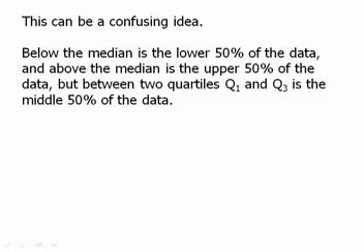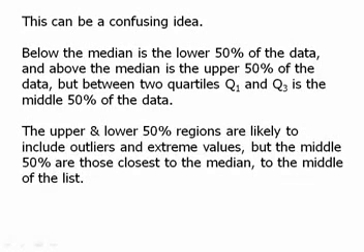This can be a confusing idea, so let's take this very slowly. Below the median is the lower 50% of the data, and above the median is the upper 50% of the data, but between the 2 quartiles is the middle 50% of the data. The upper and lower 50% regions are likely to include outliers and extreme values. The lower 50% goes all the way down to the minimum. The upper 50% goes all the way up to the maximum. Well, at the max and the min, those are where you're likely to find outliers and extreme values.